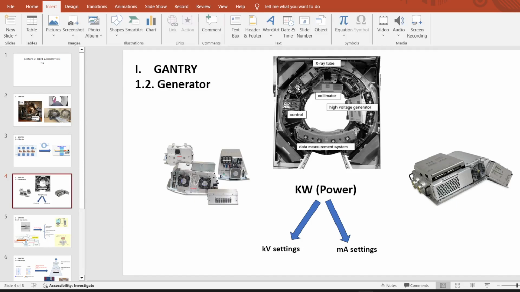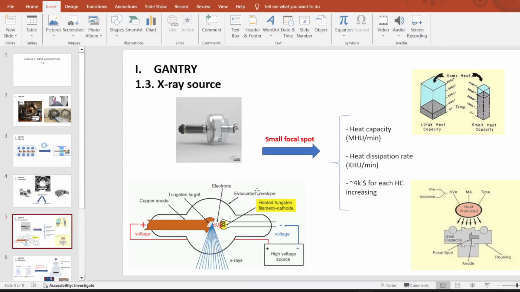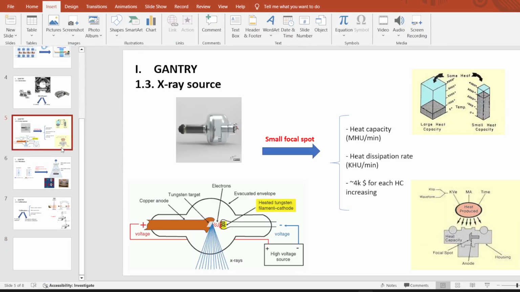Do you remember? We got a picture right here. You see right here, we got a cathode and an anode, and the high voltage source here is the generator. All right, so we got an electron beam hitting it.